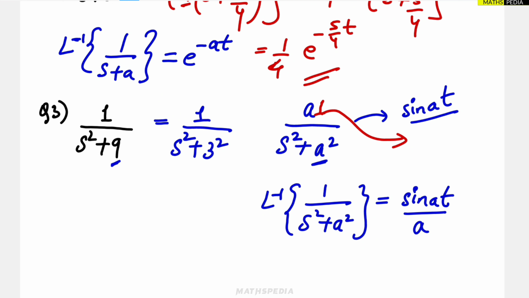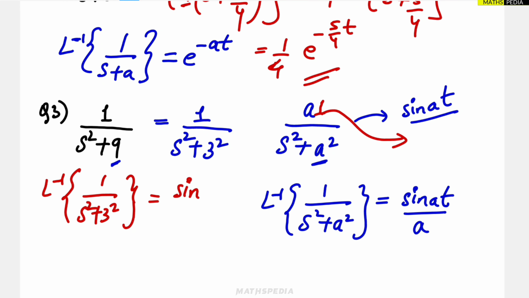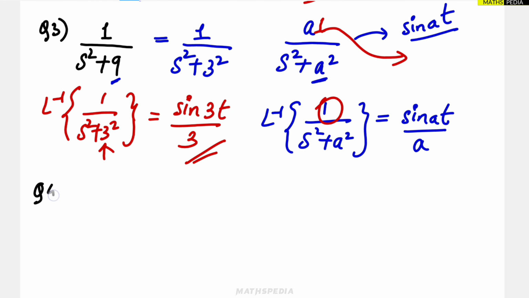Now we can apply the formula. Laplace inverse of 1 divided by s square plus 3 square will be equal to what? As we can see, it is sin at, where a here is 3, so sin 3t, divided by a, which is 3. So this will be the answer. Be very careful with whatever terms are there.